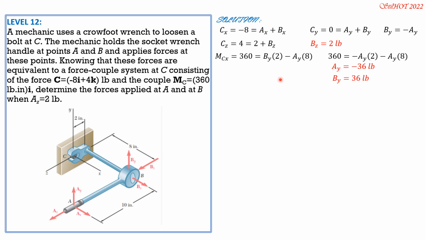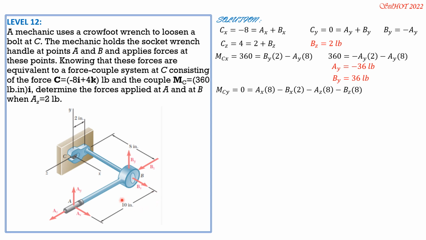Then moment about the y-axis, CY is 0. And 0 is equal to, positive sense of moment is in this direction, that direction, because your right thumb is on the y-axis. The curling of your forefingers will be in that sense. So it is AX positive, same sense, and the moment arm is 8.